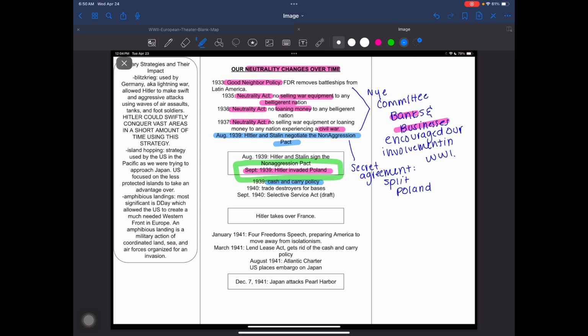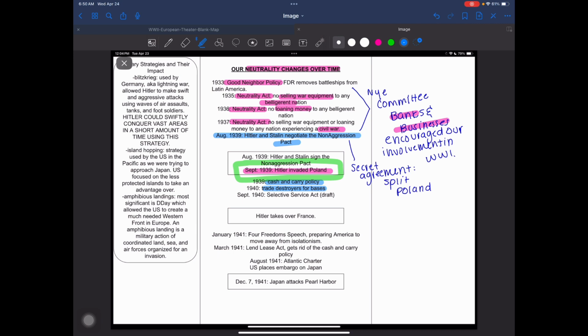Another thing, after cash and carry, especially Britain is going to be struggling a little financially. They're not going to be able to pay a lot of cash anymore. We're going to realize they need some battleships, but they can't afford them. We're going to make a trade. They're not going to buy anything. We're actually going to give them, I believe it was 16 destroyers. They weren't any of our newest battleships, but they were still pretty effective.